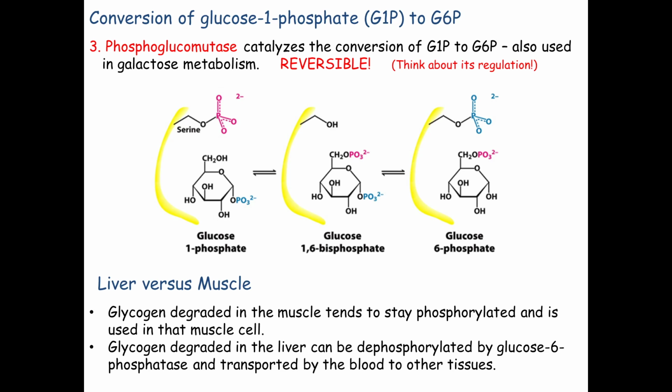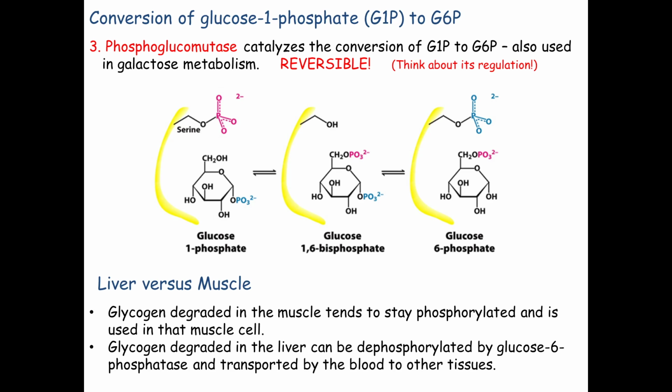Right? So it's a very easy regulation to think about, but it's also controlled by the flux of glucose with a phosphate on number 1 or 6 in either direction. And so if we look at two cell types here, liver versus muscle, the glycogen in the muscle tends to stay phosphorylated. So if we degrade glycogen, we make a lot of glucose 1-phosphate from it, we do the isomerization over to glucose 6-phosphate, it tends to stay in the cell as glucose 6-phosphate.